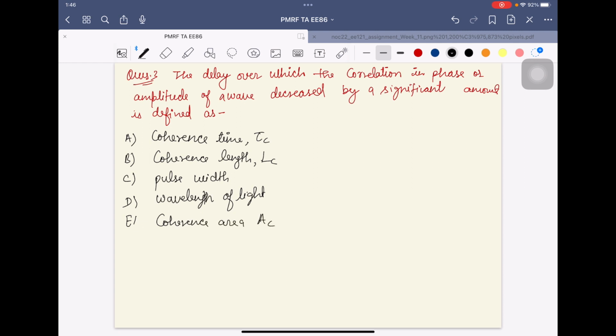Okay, so what will be your answer? The question is the delay over which the correlation in phase or amplitude of the wave decreases by a significant amount. This delay is related to time, so the right answer is coherence time.